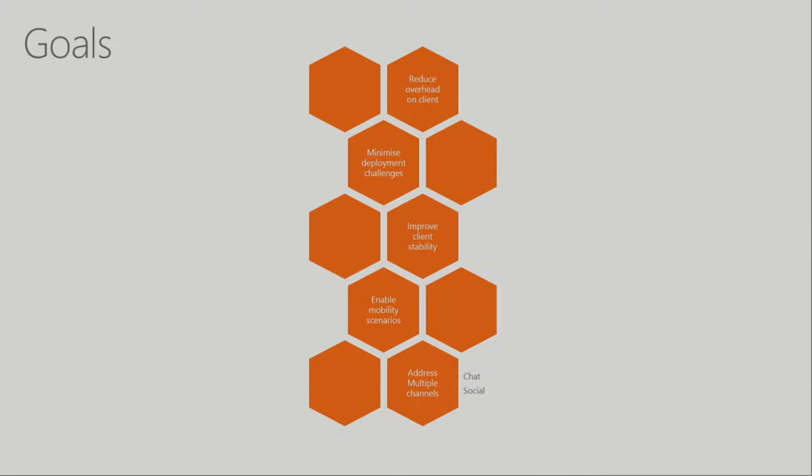So from that side, moving forward, what are our goals with this? Well, purely from an Outlook and a client point of view, we want to reduce the overhead on that client. Now, that's in a number of ways. When it's running, we don't want it to take as much resource and overhead on the machine itself. But we also want to minimize the deployment challenges.